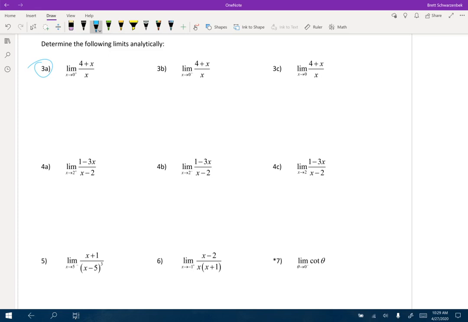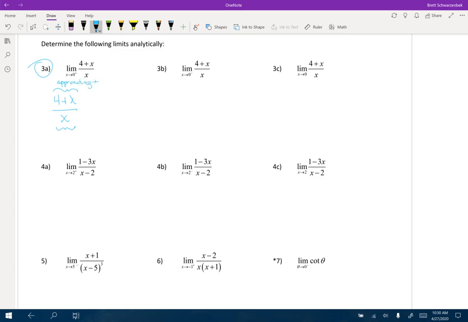So what you want to do is you want to isolate the function, which is (4 plus x) over x. What we want to do is talk about what each one of these numerators and denominators are actually approaching. So in the numerator, if you plug 0 into the function, or a value that is to the right of 0, a small number, you're going to get basically a function that's approaching positive 4.